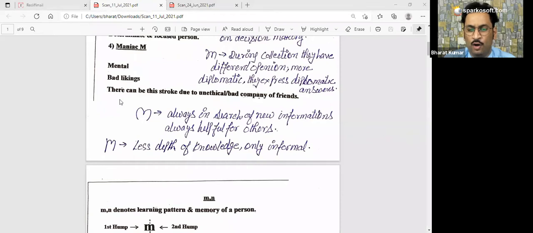Is there anyone who is using this last type of M, which is under my cursor? Check this last one, handwritten. This is the last one, handwritten. If someone is using this kind of M, they don't have knowledge, but they behave like they know everything. Empty vessels sound much. These are the people. Generally, many kids use this kind of M only when they don't have any knowledge, but still they behave like they have good knowledge.